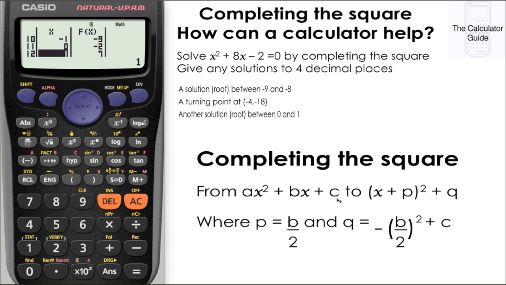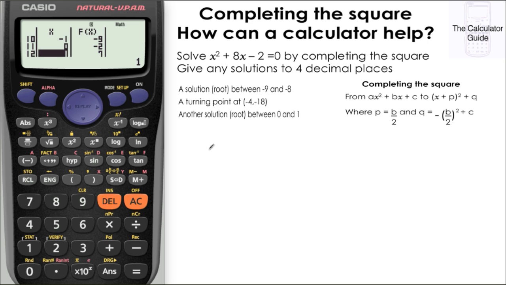b is the coefficient in front of the x, in this case 8, and c is the number on the end, in this case minus 2. We're going to change the form of the quadratic to (x plus p) all squared plus q, where p is the b coefficient, the coefficient in front of the x, divided by 2, and q is minus b over 2, or essentially minus p squared, plus c, the numerical coefficient on the end of the quadratic equation.